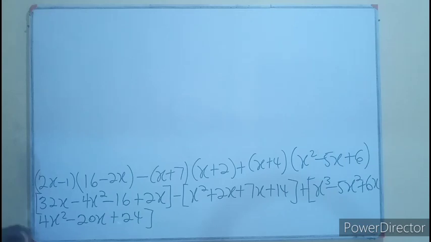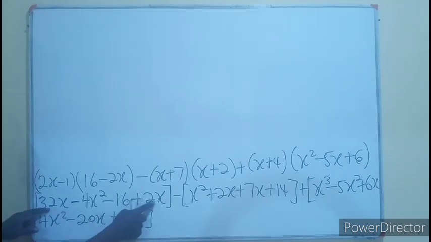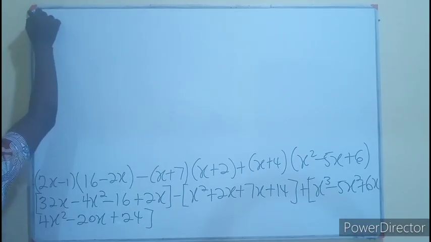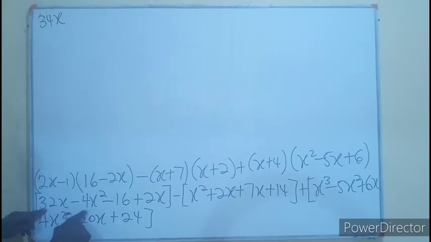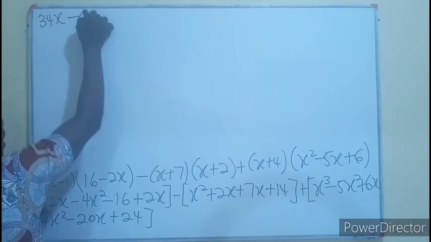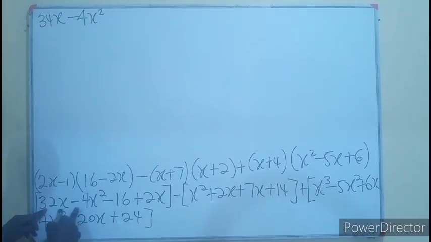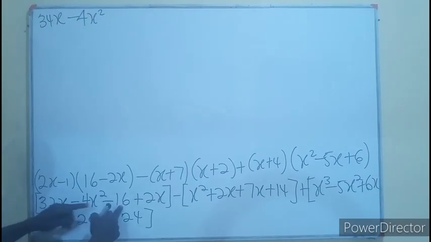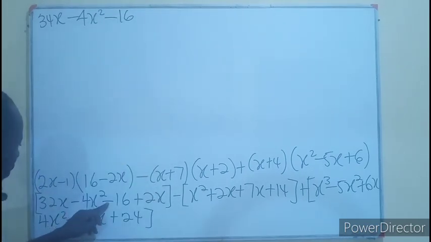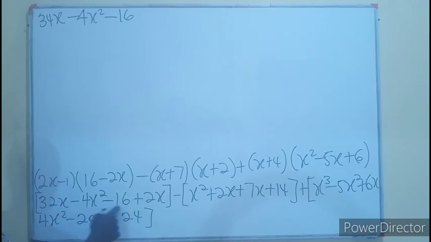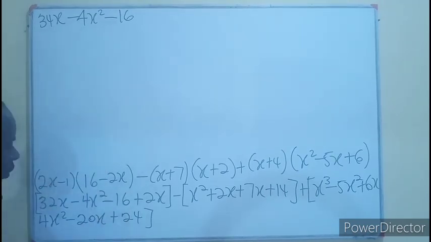Okay, so what do we do? We now add this and this together. That is going to give us 34x. So we're having 34x right there. Then I will still be having minus 4x squared. Then this will come as minus what? 16. I think we are done. It was 1, 2, 3, 4. It has reduced to 3.